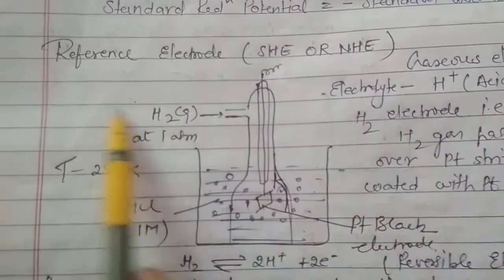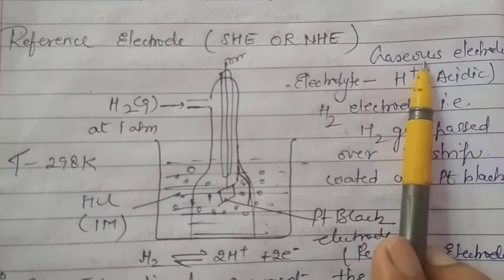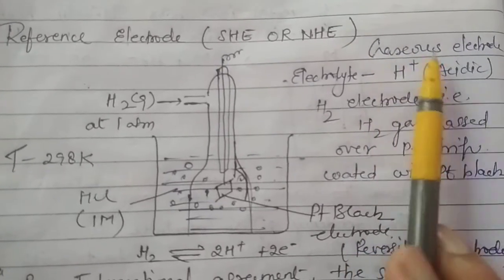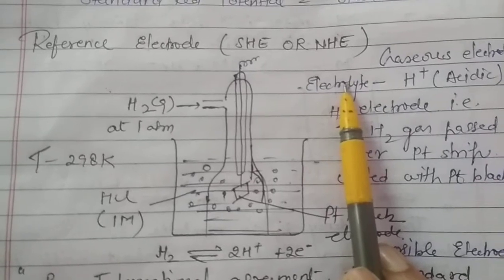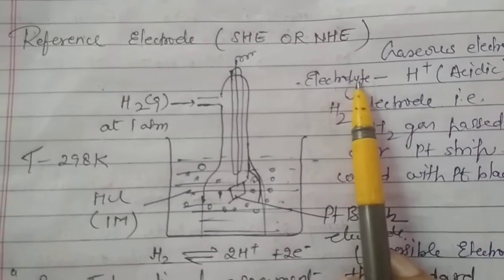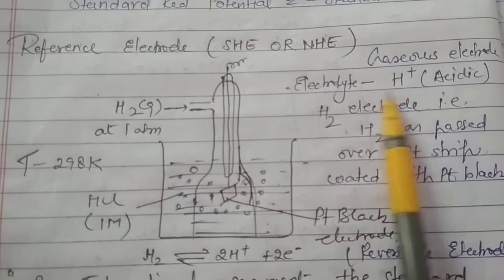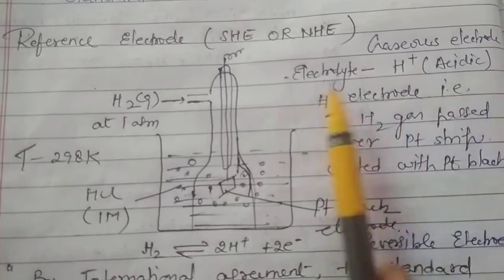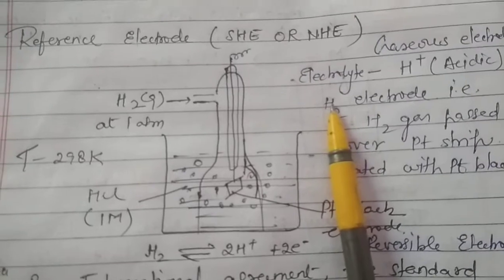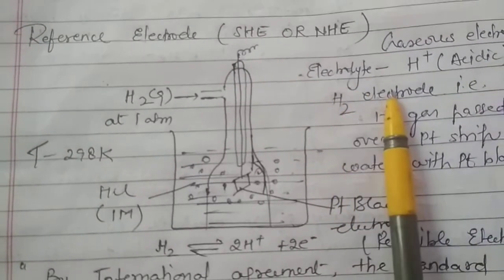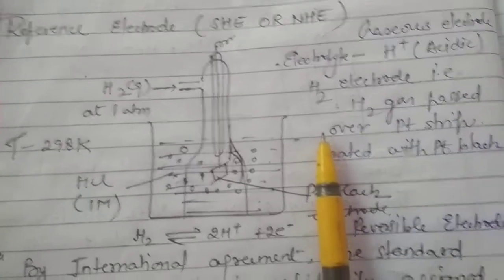So let's talk about the reference electrode. It is a gaseous electrode first. Because it is a hydrogen electrode, it is a gaseous electrode in which we take an electrolyte having the common ions. There must be a common H+ ion for the hydrogen electrode. It means we are to take an acid as the electrolyte. For a metal we can make the electrolyte, but if we are taking a hydrogen electrode, we have to pass hydrogen over an inert electrode.